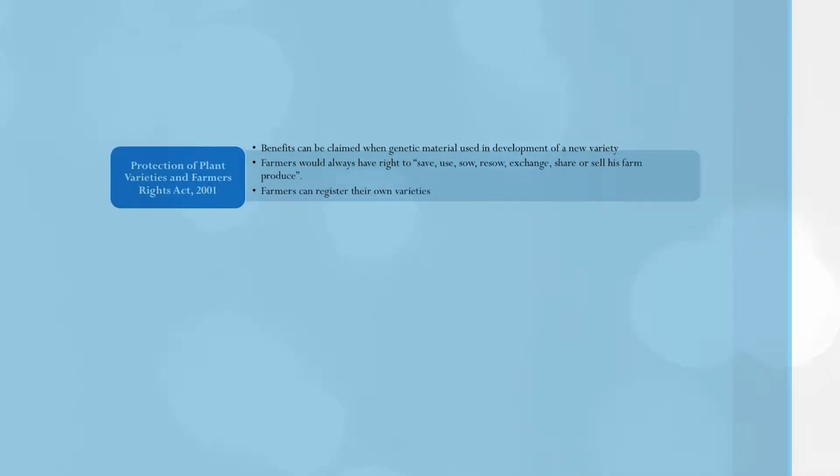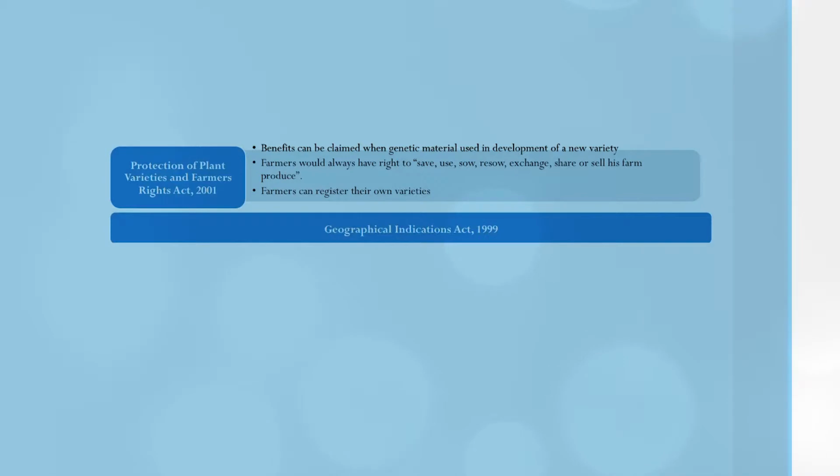Similarly, farmers would always have the right to save, use, resow, exchange, share or sell their farm produce in relation to non-branded seeds. Now this requirement specifically allows farmers to get certain kind of protection against infringement of plant varieties. Farmers can also register their own varieties. Now this is a kind of positive protection that the law provides to farmers, wherein their own varieties, which are based on certain existing traditional knowledge, can also be registered.